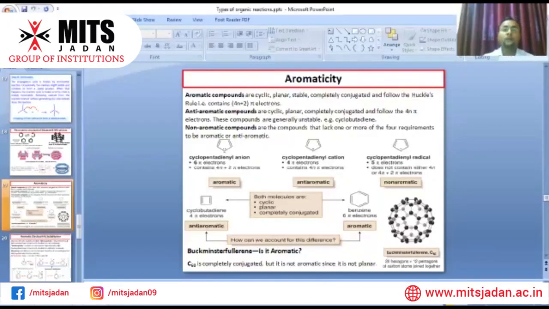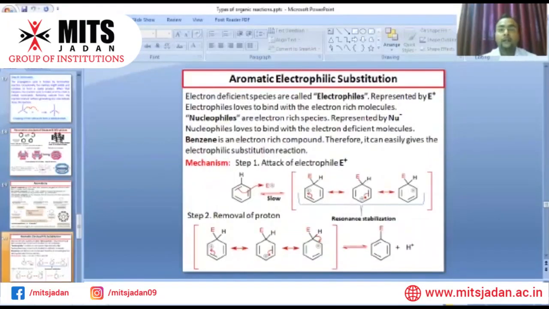Now come to aromatic electrophilic substitution. That means the reactions in which the electrophile attacks the benzene ring to give the substituted product are called aromatic electrophilic substitutions. In the coming slides, we will see some examples of aromatic electrophilic substitution reactions.